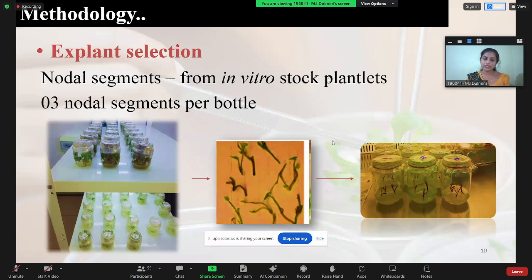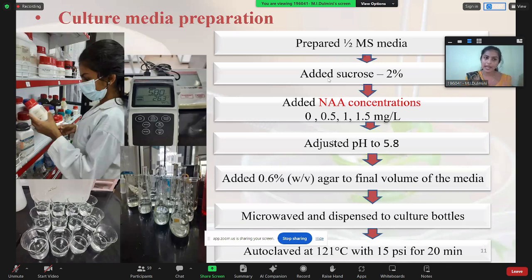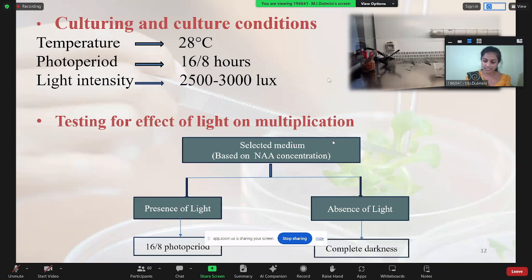First, under the methodology, I selected nodal segments from in vitro stock plantlets as explants. Then I prepared culture media. For preparation of the culture media, first I prepared half strength MS media by adding 2% sucrose and 4 concentration levels of NAA as treatment levels. Then after adjusting the pH, I added agar to the final volume of the media, thereafter microwaved and dispensed into culture bottles and autoclaved at these conditions.